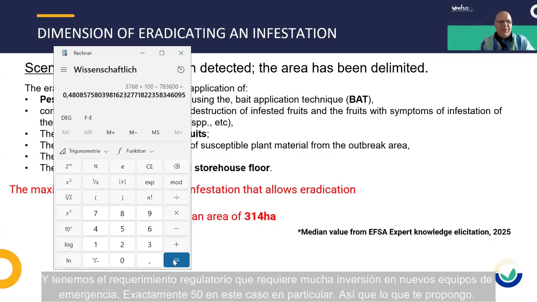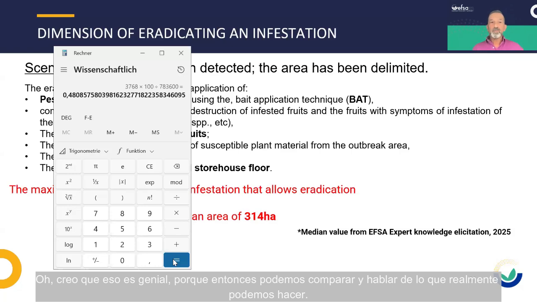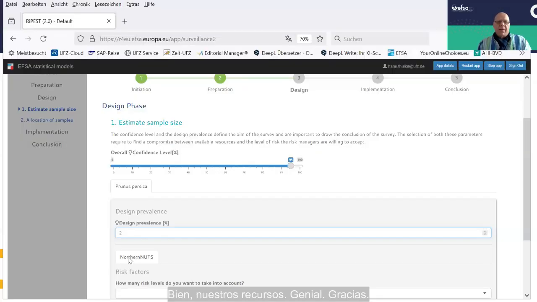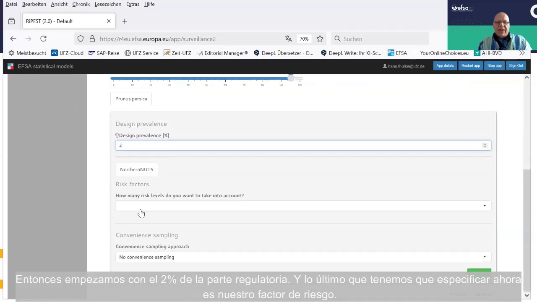So what I propose is we ask RIPES with these 2 values, and then you take the results of RIPES and discuss the implications for the implementation decision with your management. What do you think about this solution? Oh, I think that's great, because then we can compare and talk about what we can actually do and how to best use our resources. That's great. Thanks. So then we start with the 2% from the regulatory part.